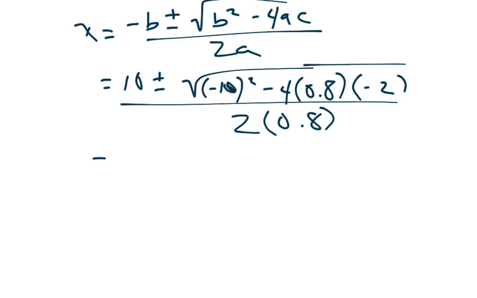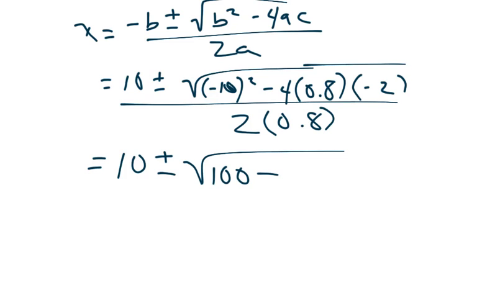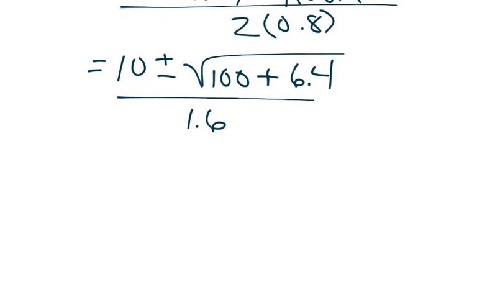Okay, 10 plus or minus. Now we got some crazy stuff going on here, but we'll show our steps. Here's 100. Minus 4 times 2 is 8, times 0.8 is 6.4, and I think that's going to end up being a positive 6.4. Well, this would be 2 times 0.8, which is going to be 1.6. Now, there might be a part of you that's like, oh, that's cool, I know I can take the square root of 64 and the square root of 100, but those are combined together. So don't make an assumption there that that's okay.